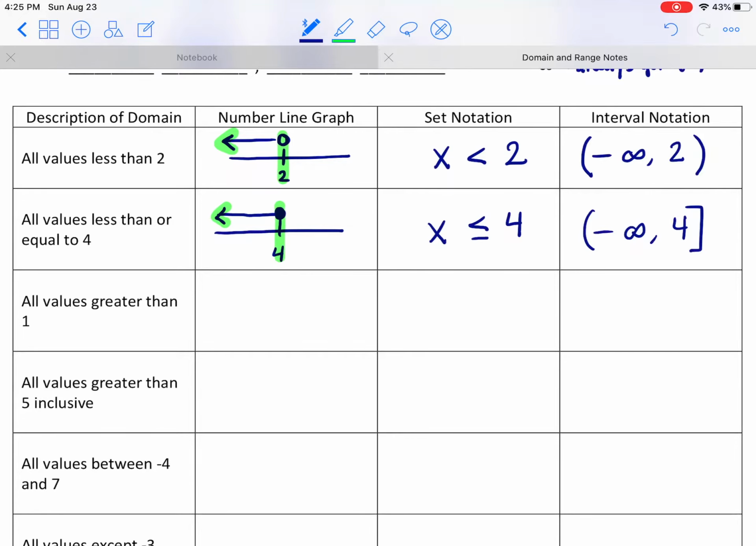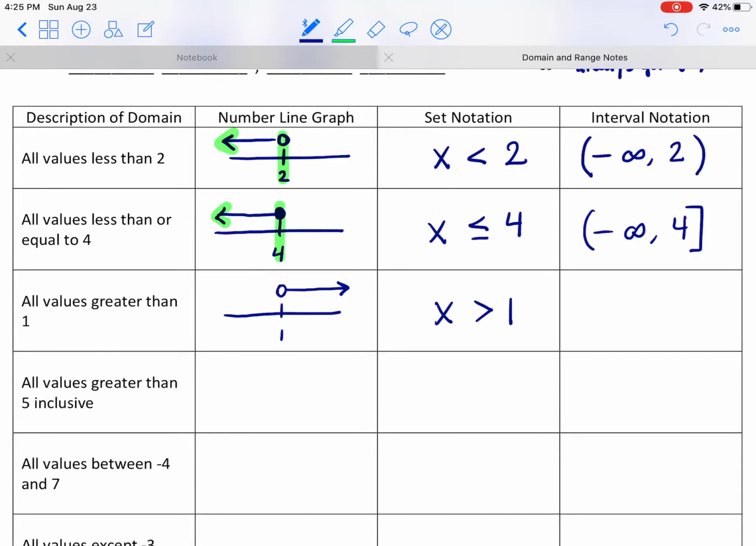Alright? Next one, what if we were reading our graph and we could see that it included all x values greater than 1? All x values greater than 1. So greater than 1 means we can't actually include the 1. We would see an open circle on our graph, and then everything greater would be everything right of. So this would be all x values greater than 1.